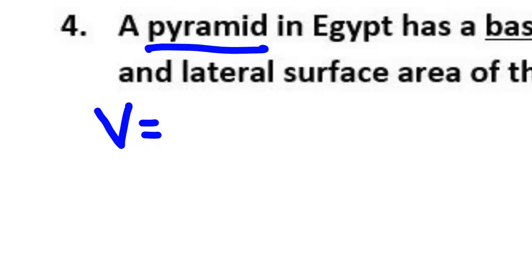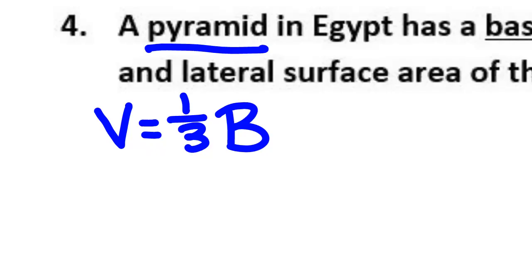Not 1/2. Remember, I'm giving you all the formulas, so it's okay to look these up. What is the volume formula for a pyramid? 1/3 capital B, because it doesn't just mean base. What does it mean? Oh, area of the base. Area of the base times the height.